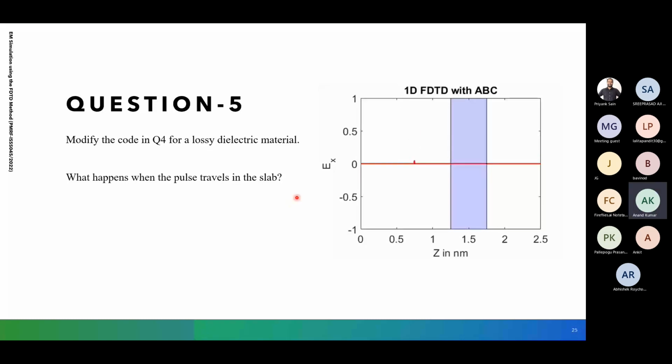For question 5, we were supposed to use a lossy dielectric medium. If we include a lossy media, the wave similarly propagates, gets reflected on the first interface, and you see that the amplitude of the wave keeps decreasing because this media is lossy. Then again there is reflection at the second interface. So in a lossy media, you'll see that the amplitude of the wave decreases. Please try it, and if you have any issues, we'll come back to it.